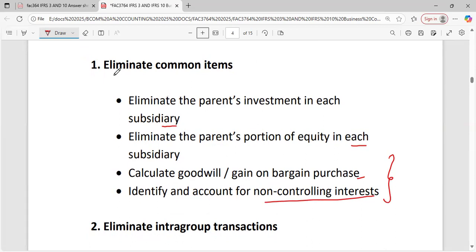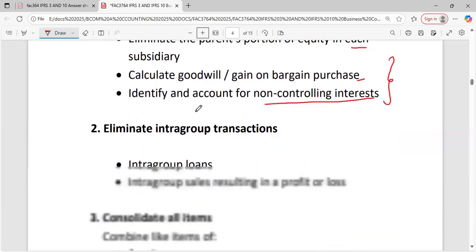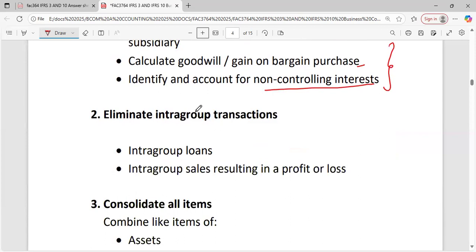So the first thing is to eliminate the common items and intra-group transactions. You can have intra-group loans and intra-group sales, resulting in a profit or a loss. When you are doing your elimination, if there is a loan between the subsidiary and the parent, it's an intra-group transaction, so you are going to eliminate it before you do your consolidation.